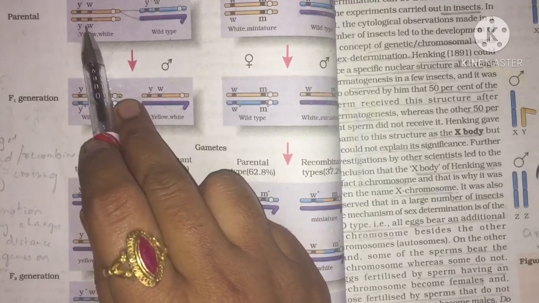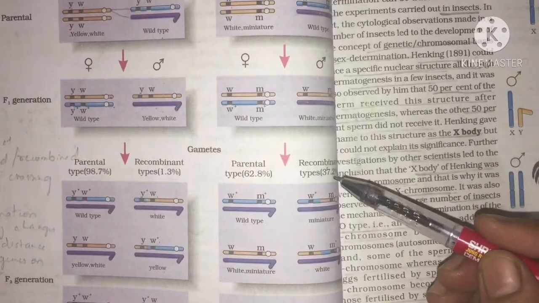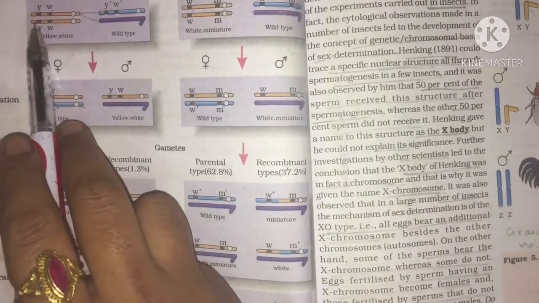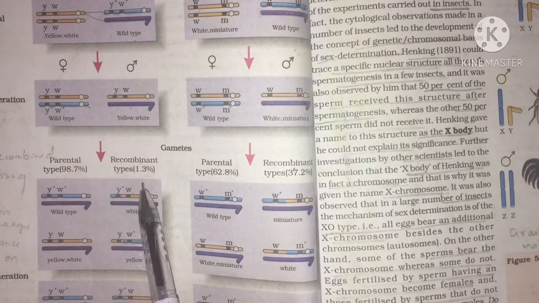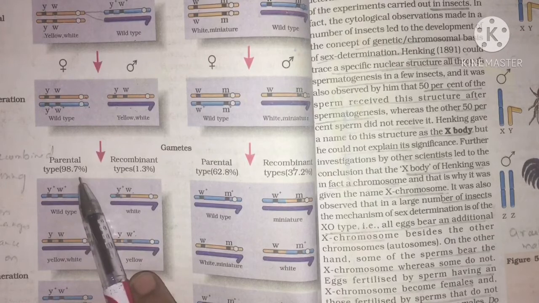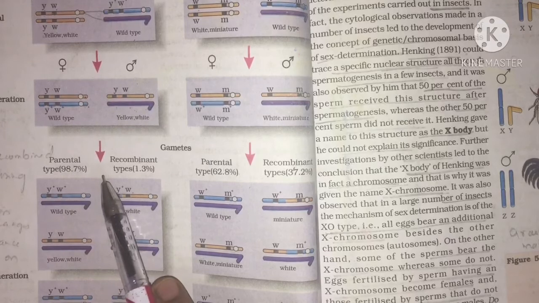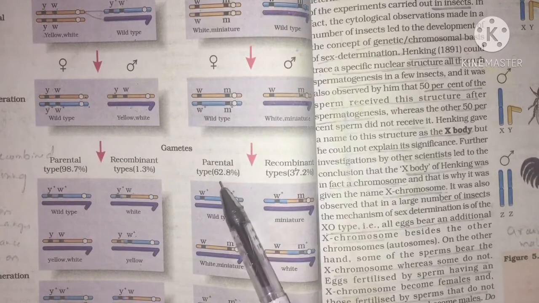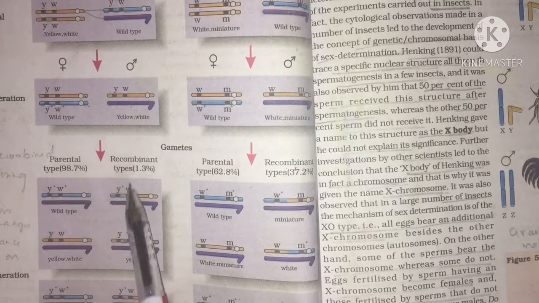Now what is the difference here? When the distance between the genes is more, here it is more, here it is less. When the distance between the genes is more, recombination is more. How much recombination? 37.2%. When the distance between the genes is less, how much recombination is there? 1.3%. Linkage is stronger when the genes are nearer, when the distance between the genes is less. When the distance between the genes is more, linkage is weaker. So parental type is less here and recombinant type percentage is more. Here parental type is more and recombinant type is less.